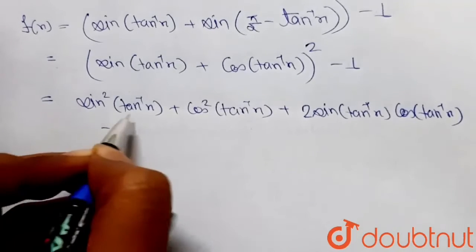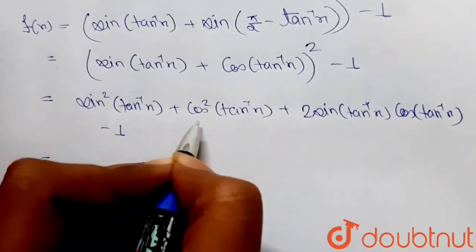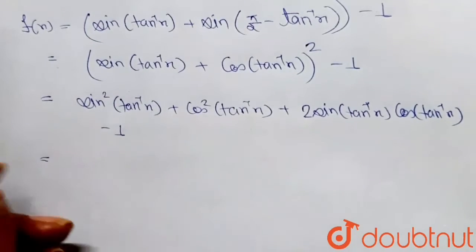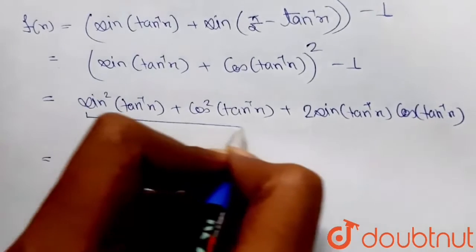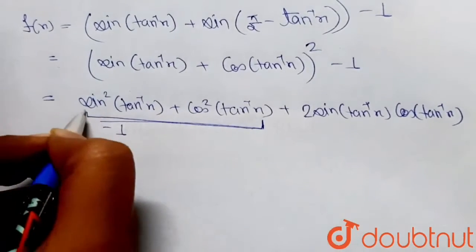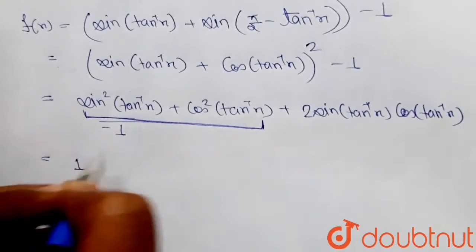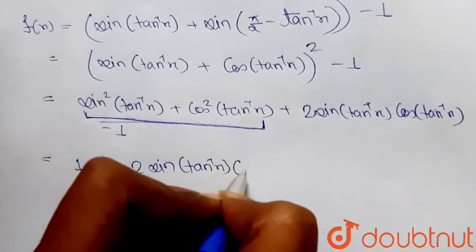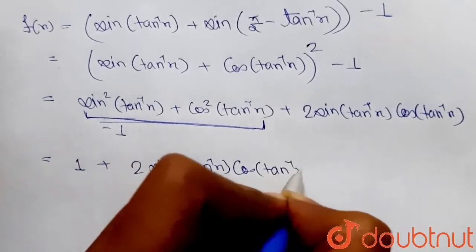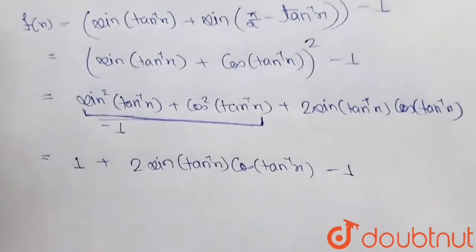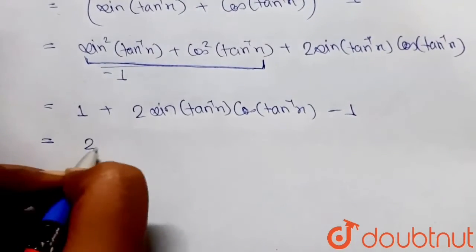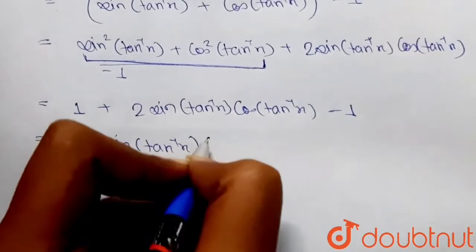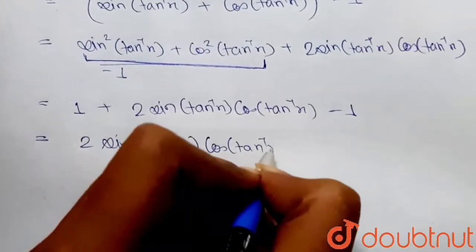Now here this is basically sine square a plus cos square a, right? So we know that sine square theta plus cos square theta is equal to 1, right? So this thing will become 1, plus 2 sine tan inverse x into cos of tan inverse x minus 1, right? So from here 1 will be cancelled and we will finally have 2 sine of tan inverse x into cos of tan inverse x, right?